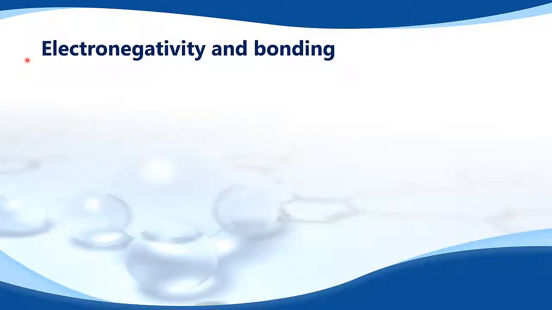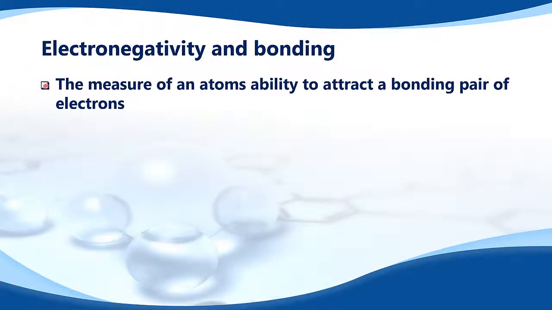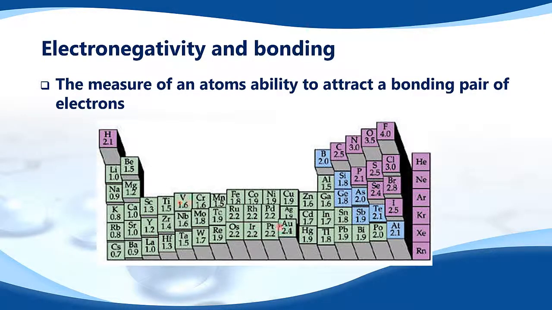Let's take a look at electronegativity and bonding. So, a review of the definition of electronegativity. It's the measure of an atom's ability to attract a bonding pair of electrons. On this periodic table here, you can see the relative values for electronegativity.